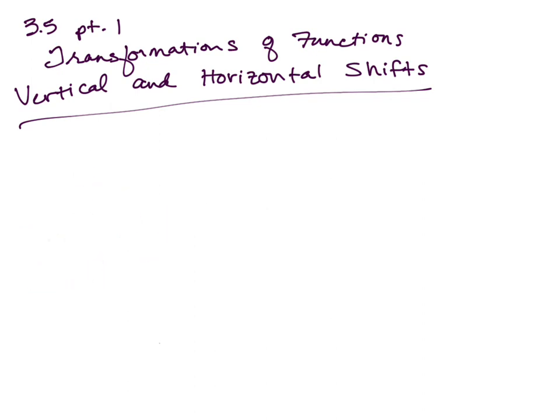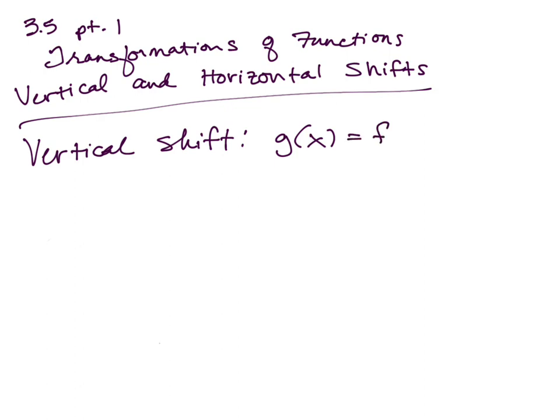Okay, and so for vertical shift, what you have is a new function g of x. And g of x is found by taking the old function f of x and adding k, f of x plus k. Take the old function and translate it.